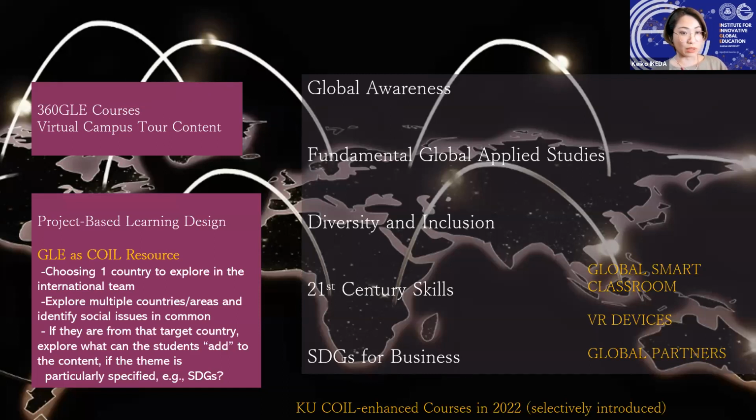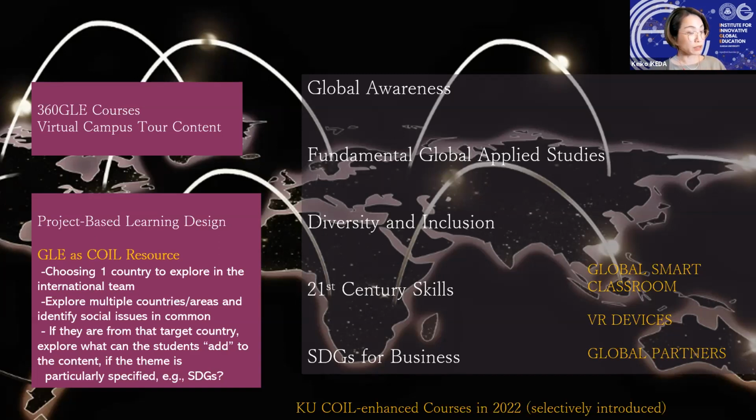One example is shown in this slide. We're basically considering GLE as a core resource. For example, students can choose one country to explore in an international team. They might come from different countries and choose one particular country. Or they can explore multiple countries at the same time and identify social issues in common. That can be another task that we can give to the students.